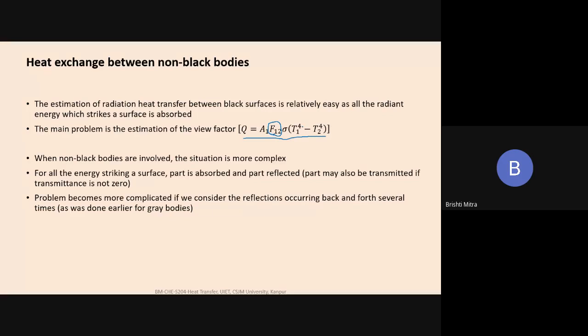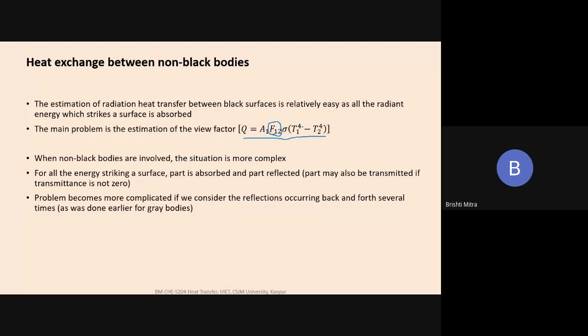But when it comes to non-black bodies, things become more complicated, and if the geometries are different, etc. The calculations that we did, if you realize, consider transmittance equal to 0. In case transmittance is not equal to 0, then part of it will be transmitted, and we have to take that into consideration during our calculations. So when we are talking about reflections back and forth between non-parallel bodies, which may not be symmetric, everything becomes a little too difficult to analyze like this.